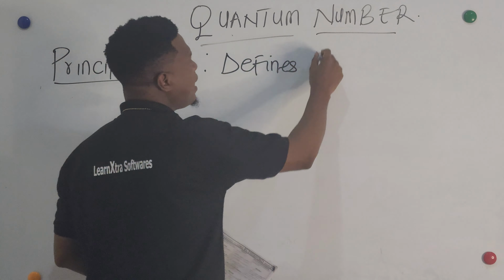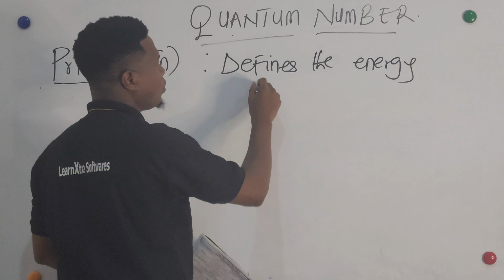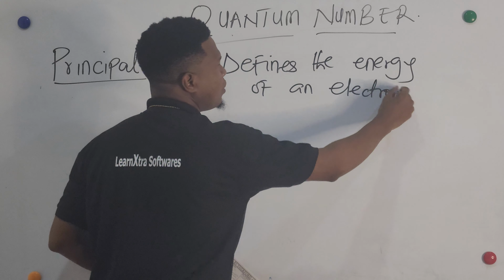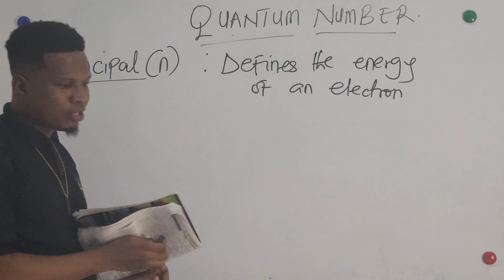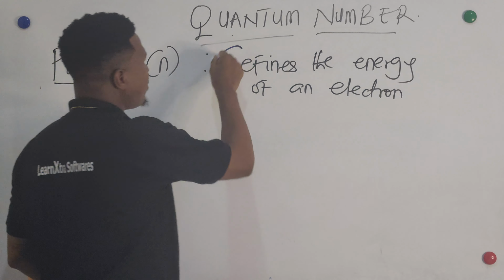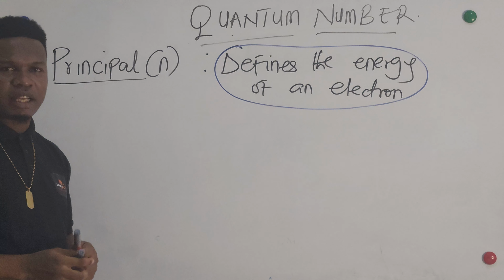It defines the energy of an electron. That is the number one thing you have to know about the principal quantum number. It defines the energy. That's the first thing. Let me just circle this. Number one, it defines the energy of the electron.